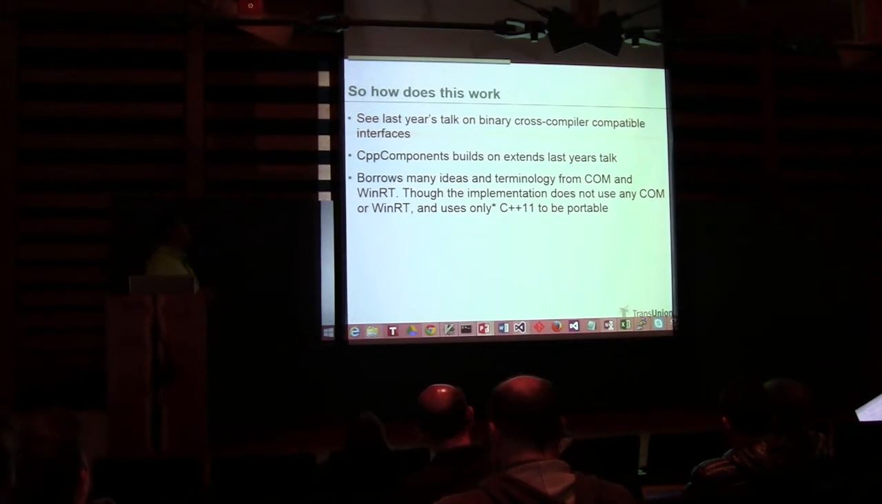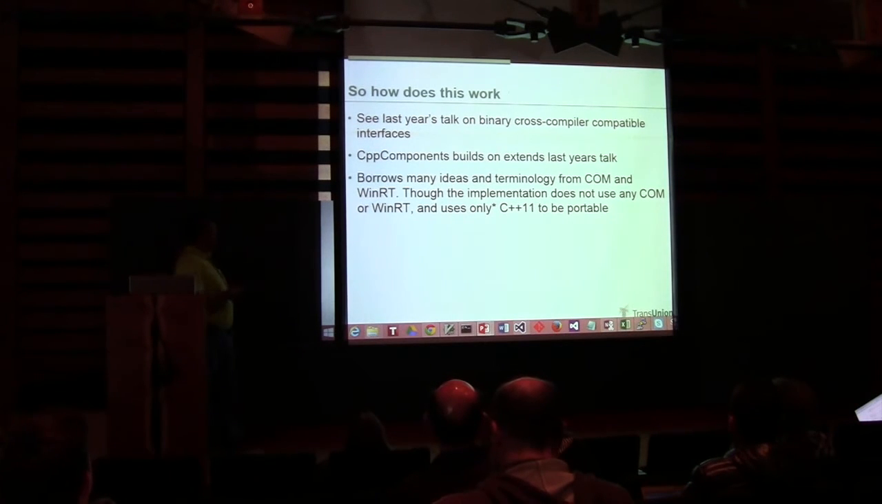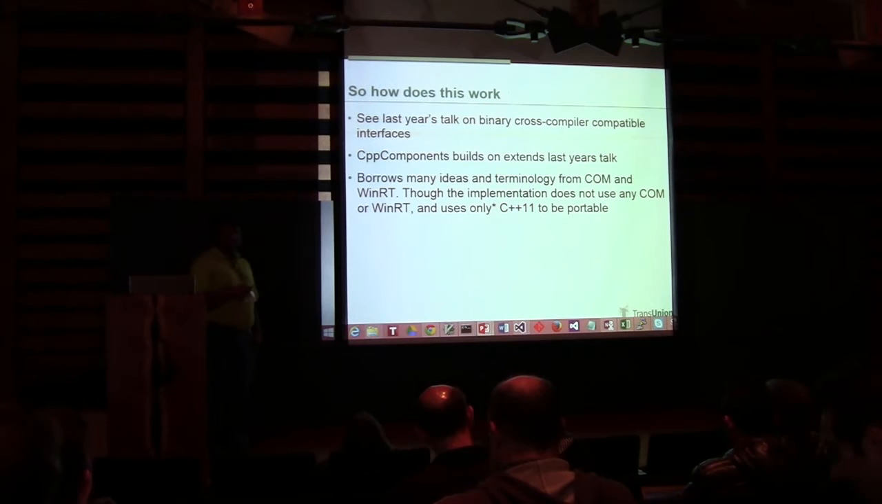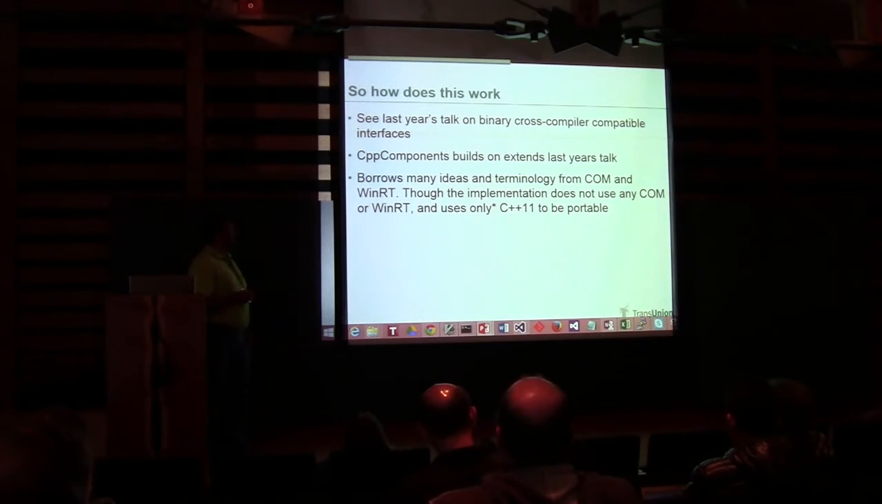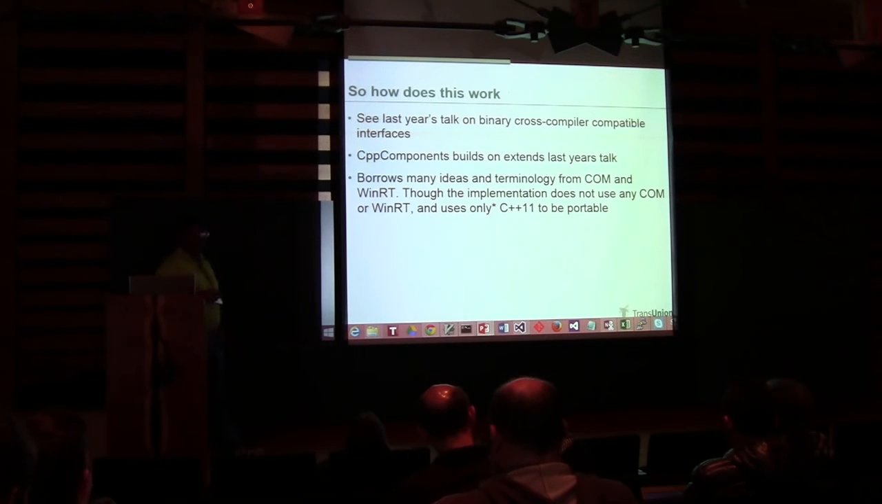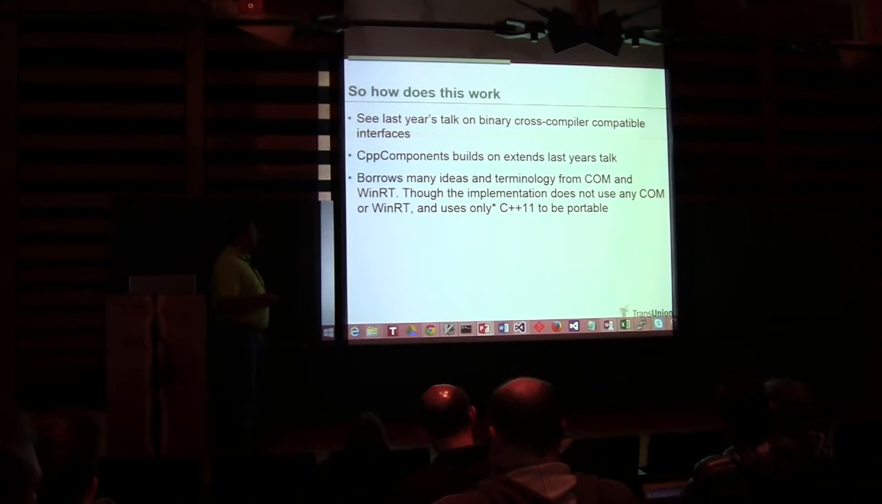So how does this work? I gave a talk last year on binary cross-compatible interfaces. It was very code heavy, with not as many usage examples, and we went into a lot of detail. For some of the details, I will refer to that talk about how we got there, what the design process was, and some background about calling across interfaces, but I'll summarize that for you. So this builds on and extends last year's talk. We borrow many ideas and terminology from COM and WinRT. The implementation doesn't use any COM or WinRT, it uses only C++11 to be portable.